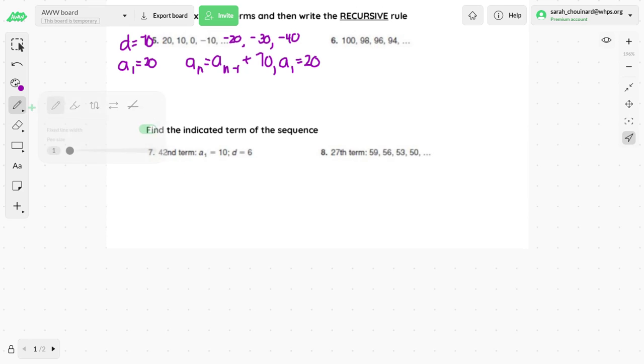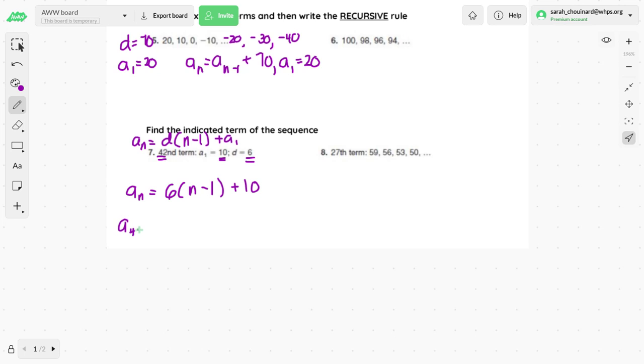All right, they want me to find the 42nd term. So to find indicated terms, we always use the explicit rule. So we need to plug in a sub n equals d times n minus 1 plus a sub 1. So we need to plug in a sub 1, which is 10, and d, which is 6. So we're going to do 6 times n minus 1 plus 10. That's our formula. And they want us to find the 42nd term. So we're just going to plug 42 in for n.